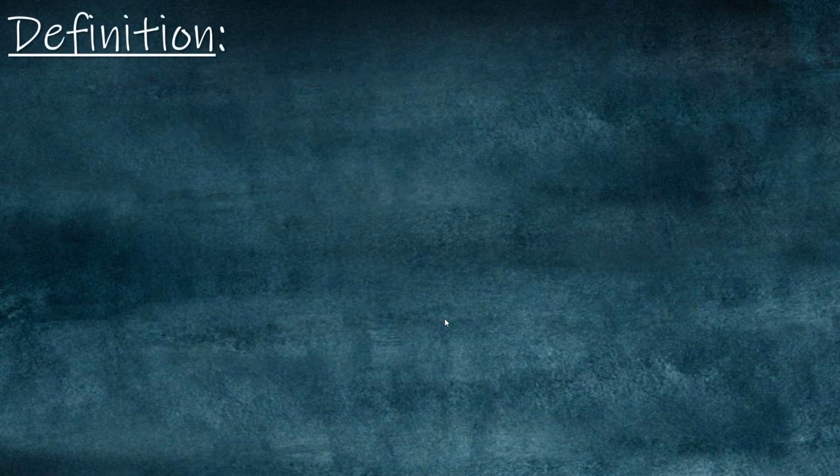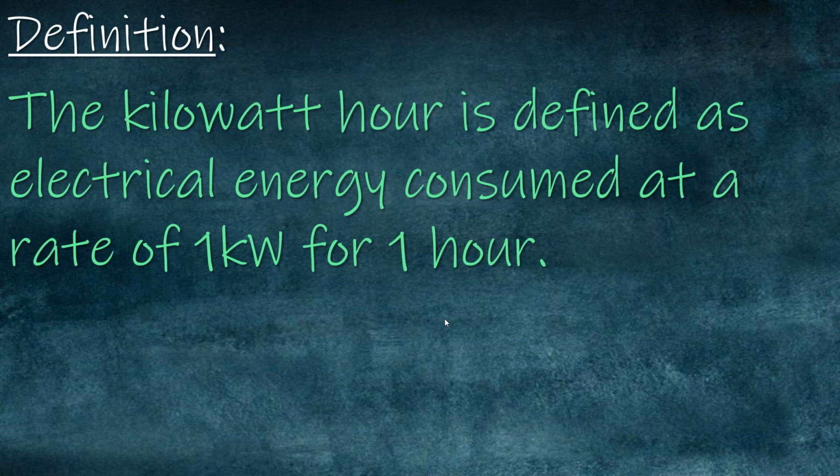So let's get a definition of a kilowatt hour. The kilowatt hour is defined as electrical energy consumed at a rate of 1 kilowatt for 1 hour. As simple as that. The electrical energy consumed at a rate of 1 kilowatt, or you can say at a rate of 1 kilojoule per second for 1 hour.